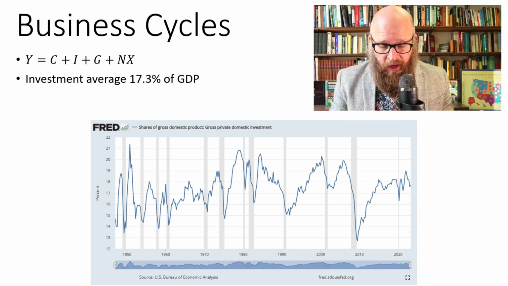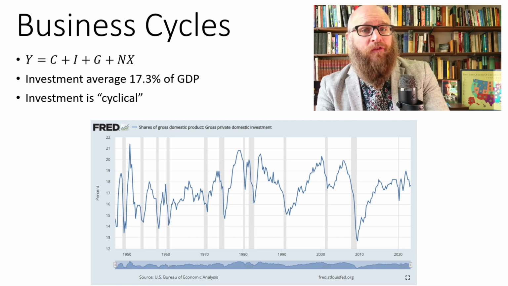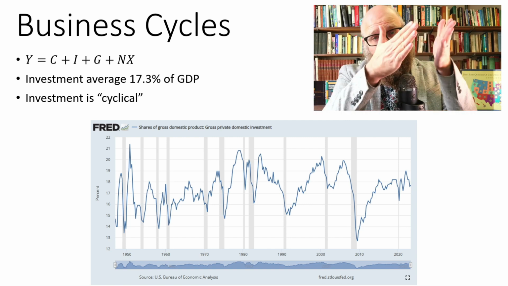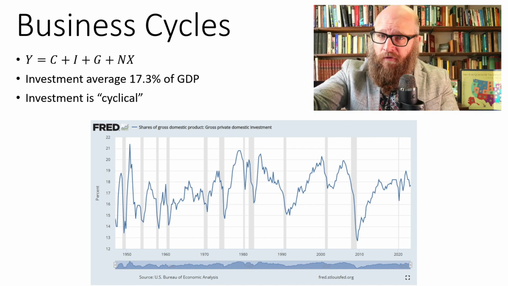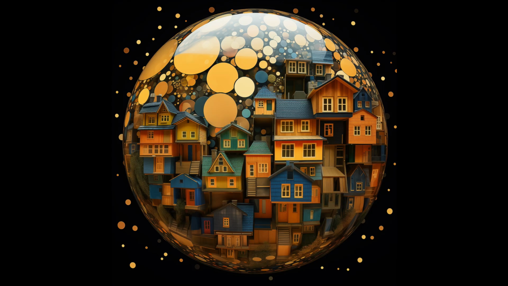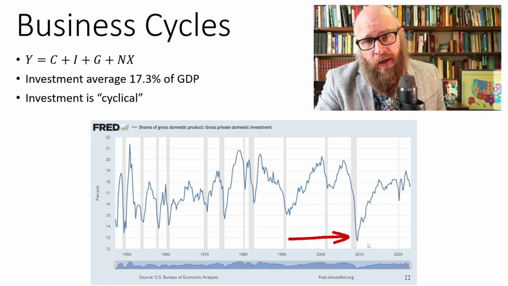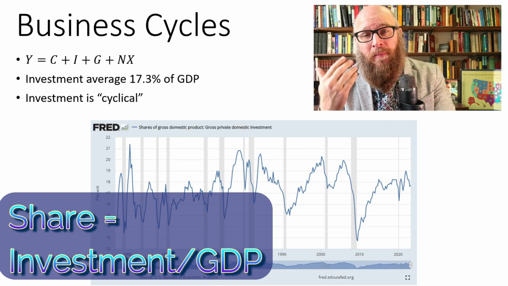The particular graph underneath us shows the share of GDP that comes from investment, and we find that investment is cyclical. Each one of those gray bars represents a recession, and we see that investment drops dramatically during recessions, and then likewise rises afterwards. Most dramatically after the Great Financial Crisis, the housing bubble burst and everyone stopped building houses. Investment dropped to 13% of GDP by 2010. So in this ratio, even though GDP is falling, investment is falling by even more.